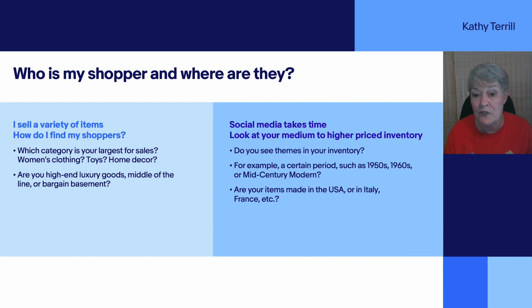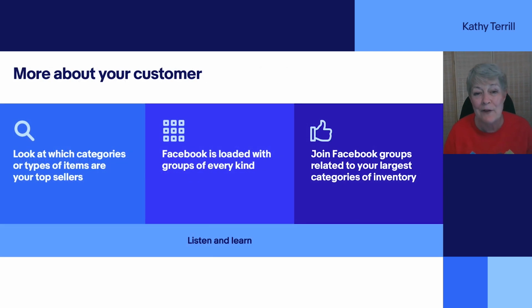Take a look at your inventory. Do you see themes? For example, certain periods. Do you have a lot of items that are 1950s, 1960s, or mid-century modern? Then take a look at your items. Perhaps you have a lot of items that are made in the United States, or from Italy, or from France. Think about your customer.